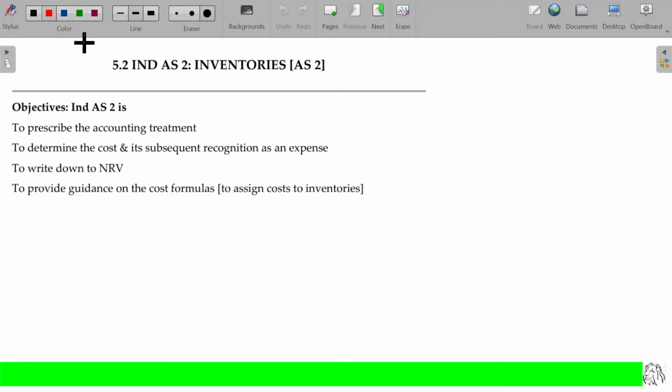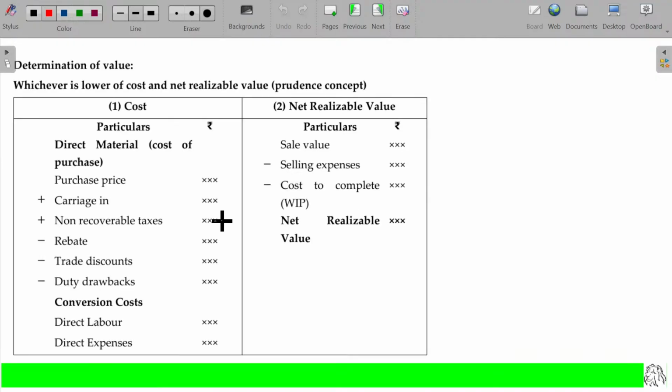Inventories may be raw material, work in progress, as well as finished goods. Sometimes you have spare parts, machine spare parts and consumables also. Now you have to understand how to value the raw material, work in progress, finished goods and all separately, as well as spare parts and consumables, if we have. Right, let's start with the first illustration.